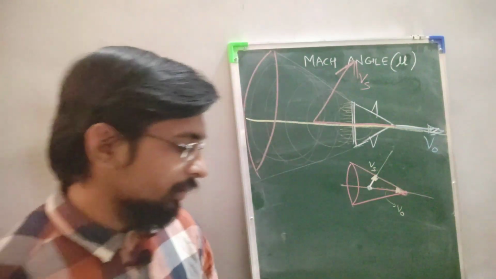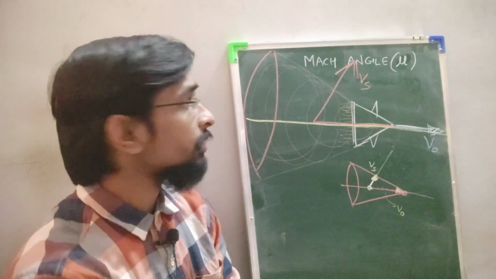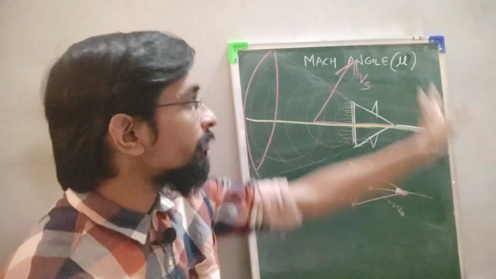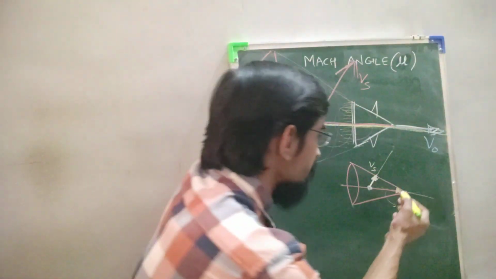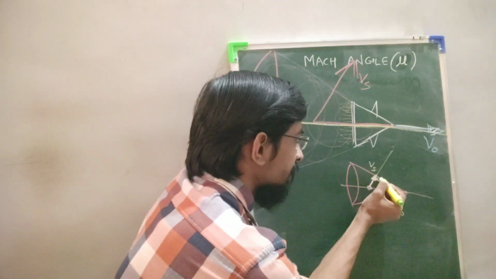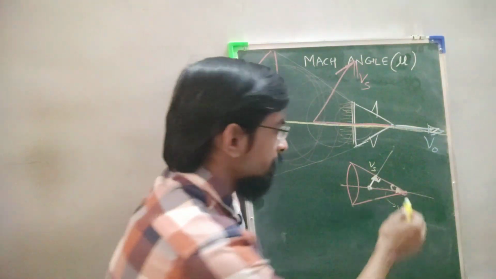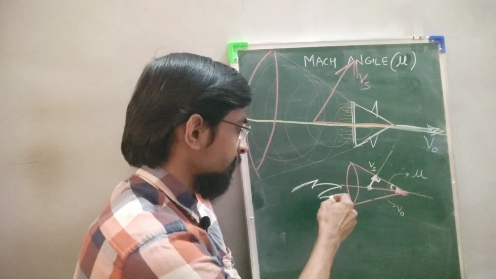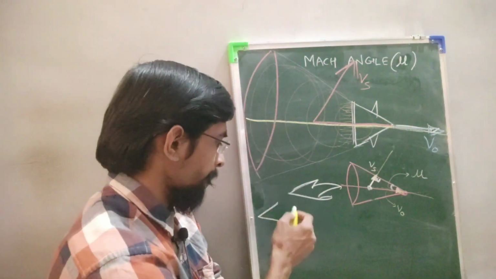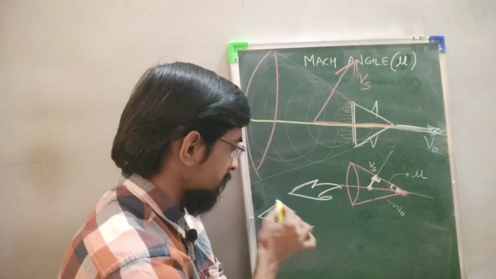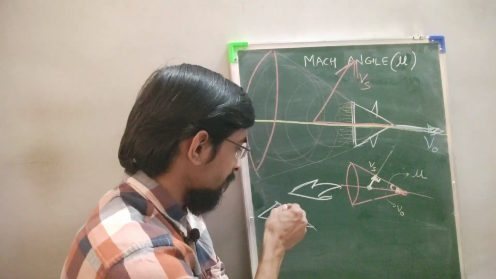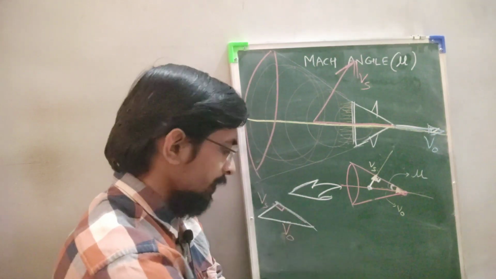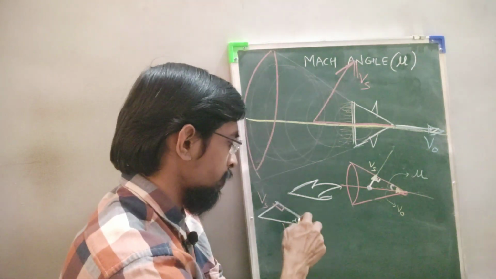This semi-cone angle is famously termed as the Mach angle, and the symbol can be alpha, beta, gamma, delta, theta, whatever, but mu is more frequently used. This angle is 90 degrees, this is a normal, and this angle is the Mach angle, mu. If we zoom in, we'll get something like this, a triangle. This is 90. In the triangle, this is representing VO, this is representing Vs, and this angle is mu, that is the Mach angle.